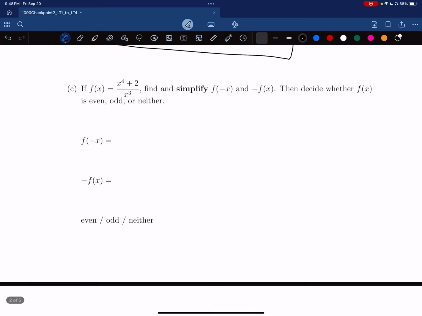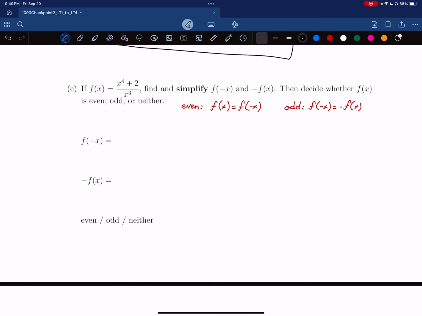Finally, we're looking at a function and deciding if it is going to be even, odd, or neither. So before we even begin this, it's very important to know the rules of what's even and odd. So I'll write that down. For a function to be even, we need to have it that f of x is equal to f of negative x. And then for an odd function, f of negative x is equal to negative f of x.